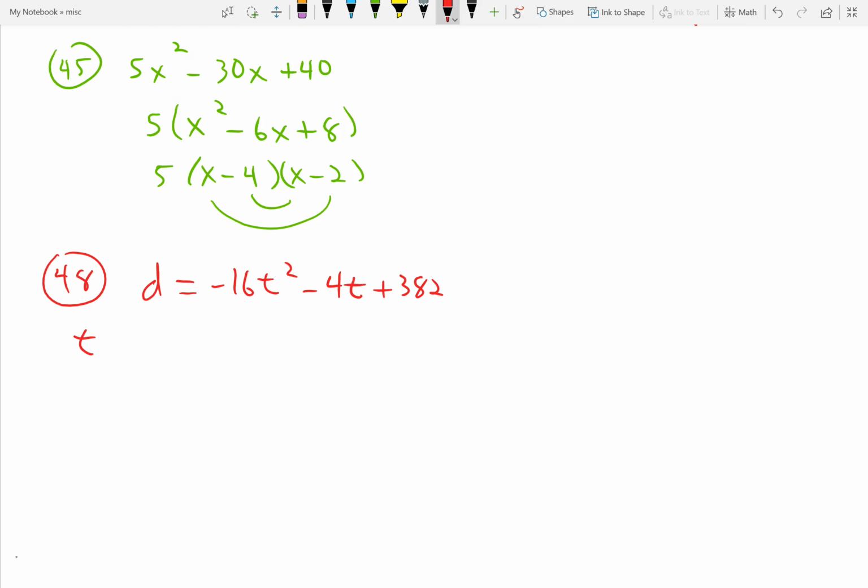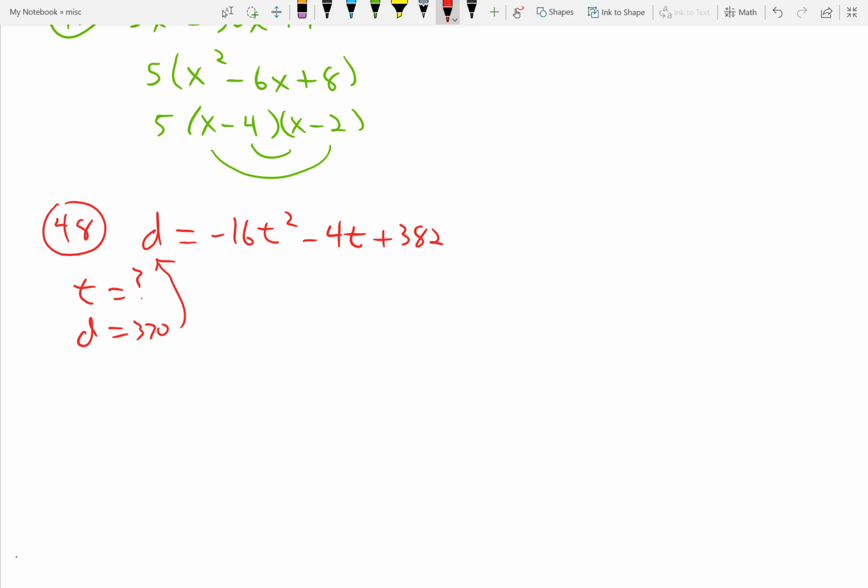The question is, at what time will the distance equal 370? So we're going to take this d being 370 and substitute it in place of d. So we have 370 is equal to negative 16 t squared minus 4t plus 382.